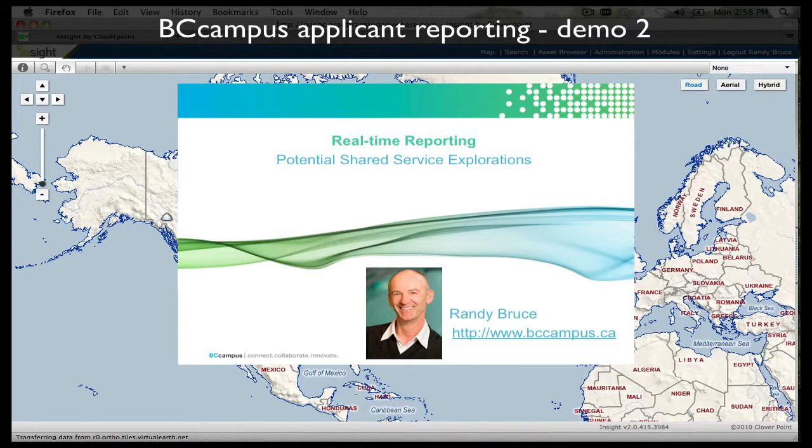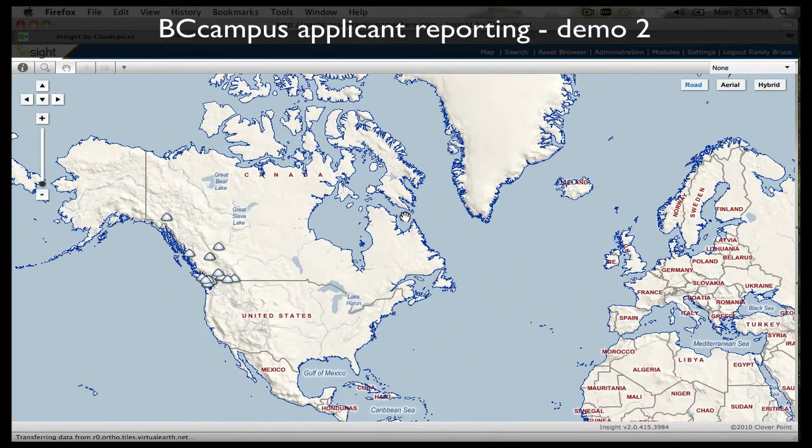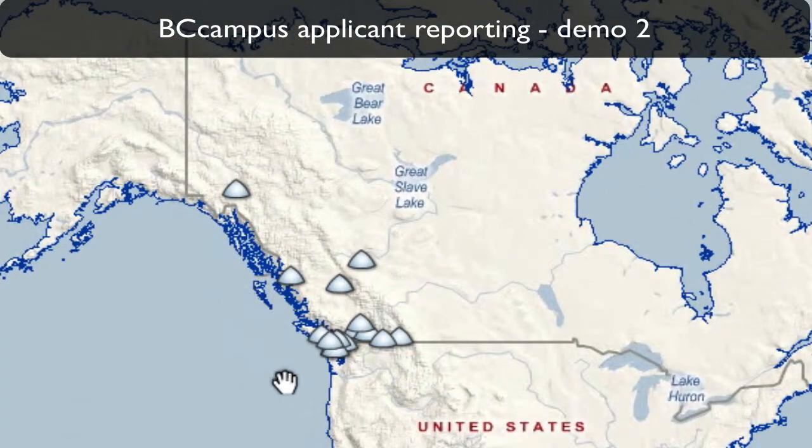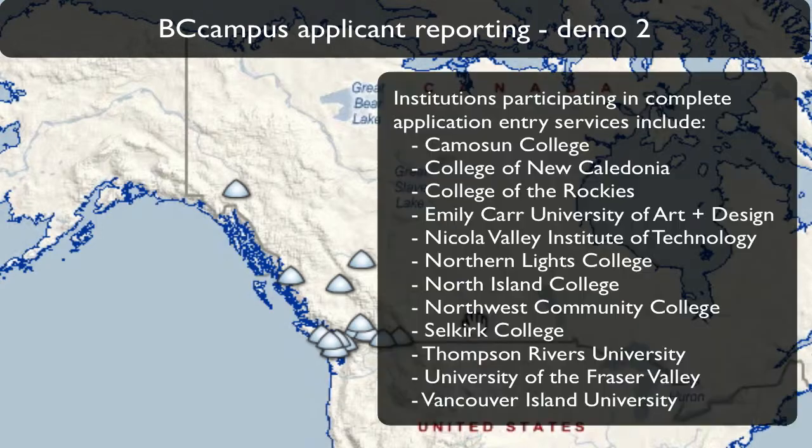I'm providing a few demonstrations of some of the capabilities of a new reporting system that we're starting to use for real-time applicant reporting purposes in British Columbia. In the first demonstration, we looked at how the map could be used to show the locations of the various colleges, institutes, and universities in British Columbia, and how the user could drill into these to see various applicant profiles related to each of the participating institutions.